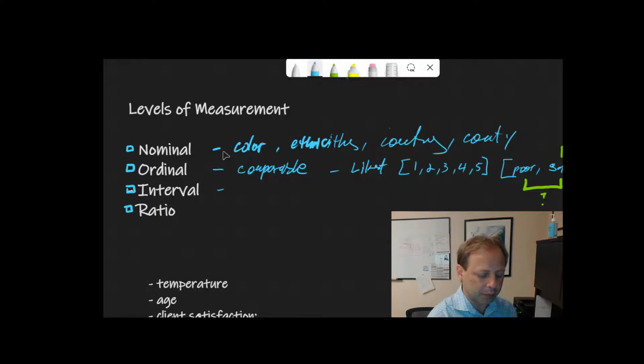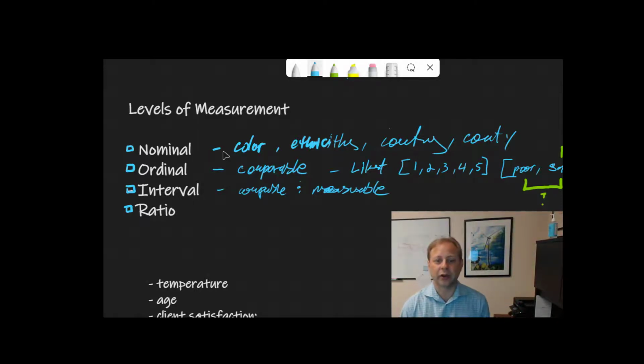Interval fixes that problem for us, right? It is comparable and measurable. Meaning that I can tell that one thing is better than the other, and I can tell how much. Students' grades are a great example, right? Well, you got a 90, he got a 95. Is that better than? Yeah, it's better than. So it is at least interval. It's not ordinal anymore. It's better than by 5 points. It's a measurable difference, right?